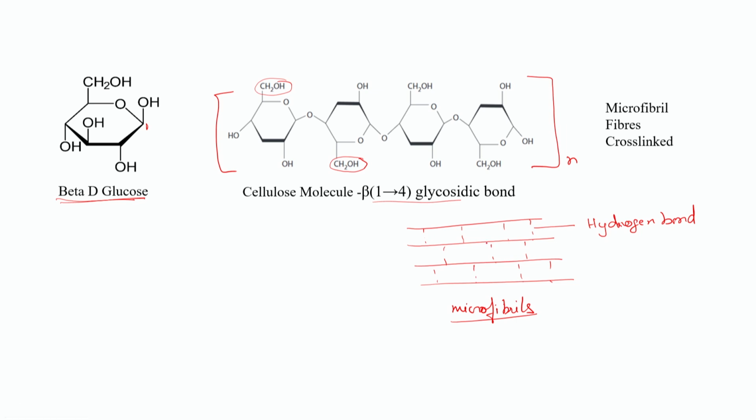So, they form thread-like structures in which a lot of cellulose molecules are attached together. Now, a lot of microfibrils also attach together to form a thicker rope-like structure known as macrofibrils. Now, these macrofibrils could be oriented in different ways in the wall structure.